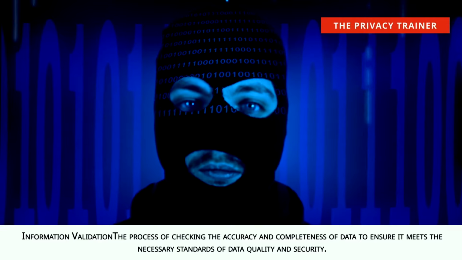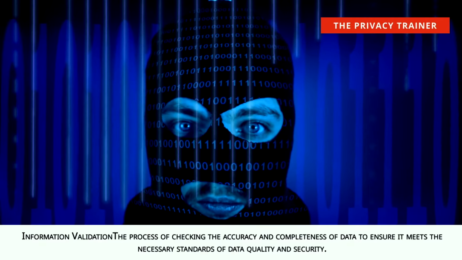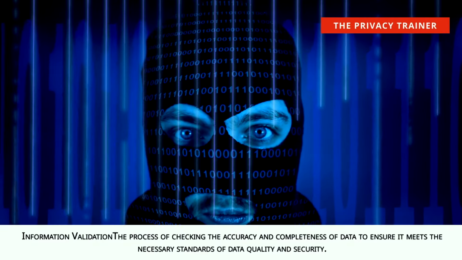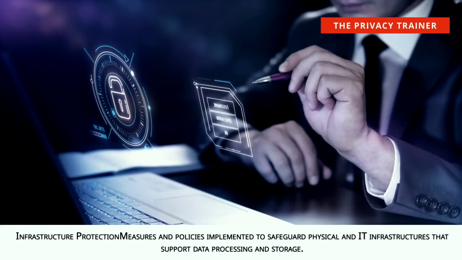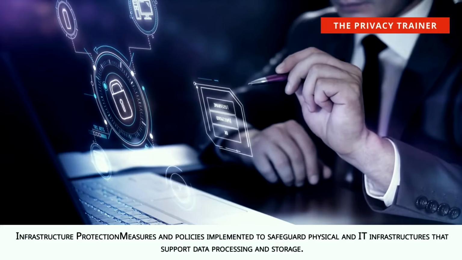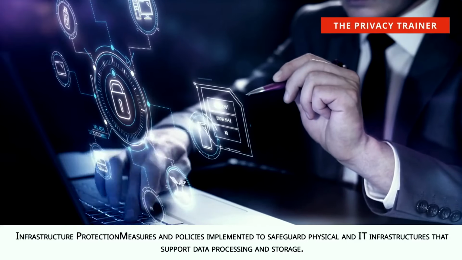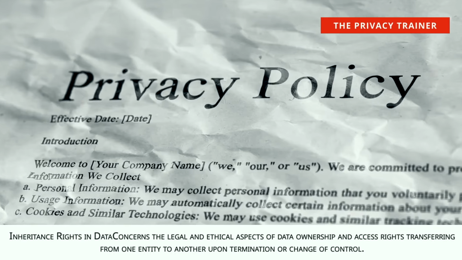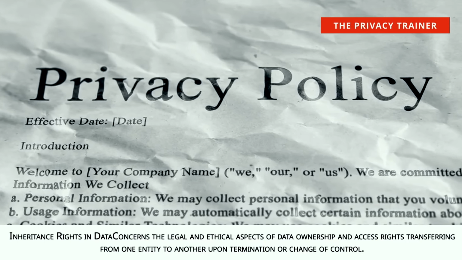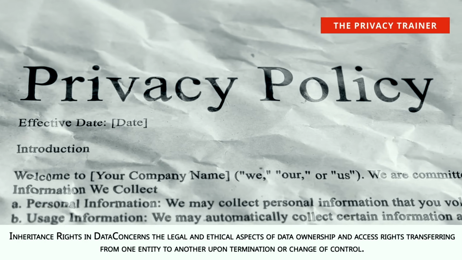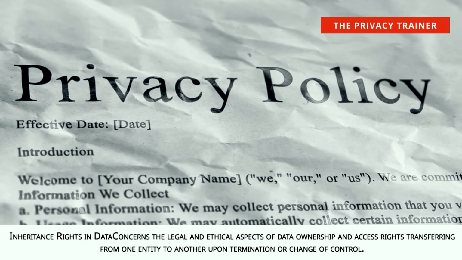Information validation, the process of checking the accuracy and completeness of data to ensure it meets the necessary standards of data quality and security. Infrastructure protection, measures and policies implemented to safeguard physical and IT infrastructures that support data processing and storage. Inheritance rights in data concerns the legal and ethical aspects of data ownership and access rights transferring from one entity to another upon termination or change of control.